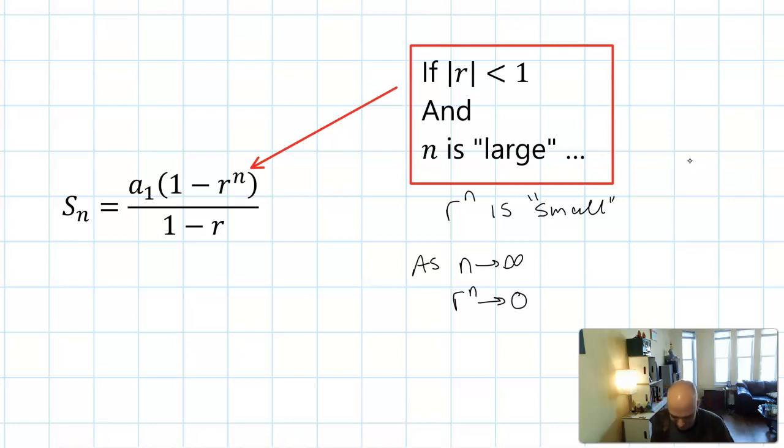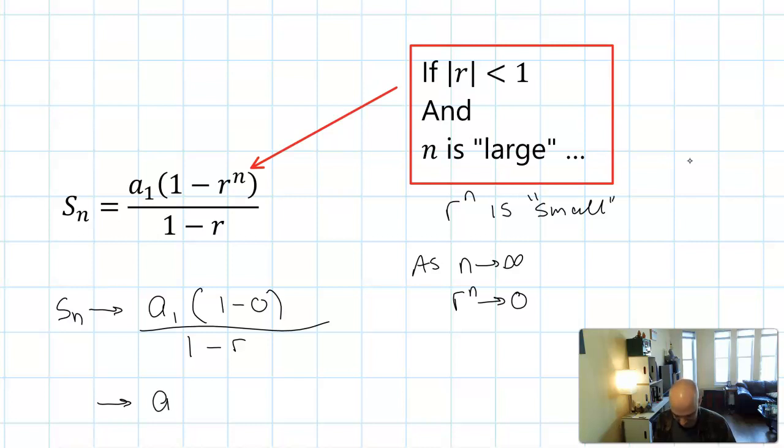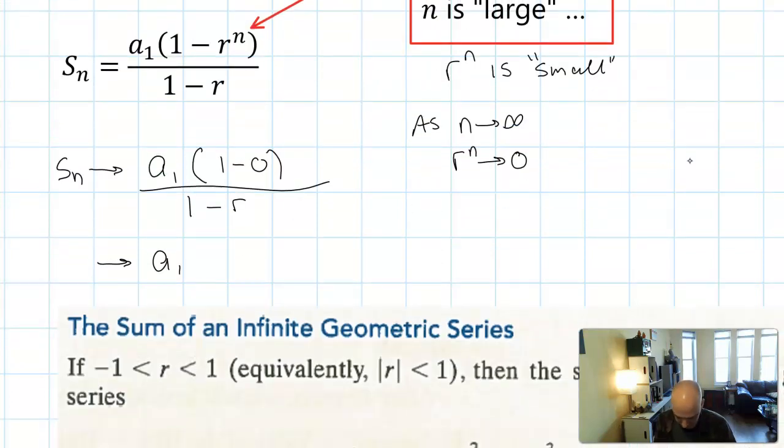And if r to the n trends to 0, then this thing should trend to a1 times 1 minus 0 over 1 minus r. Wait, that looks really simple. And that, in fact, is the formula. 1 minus 0 is just 1, so this is really a1 over 1 minus r.